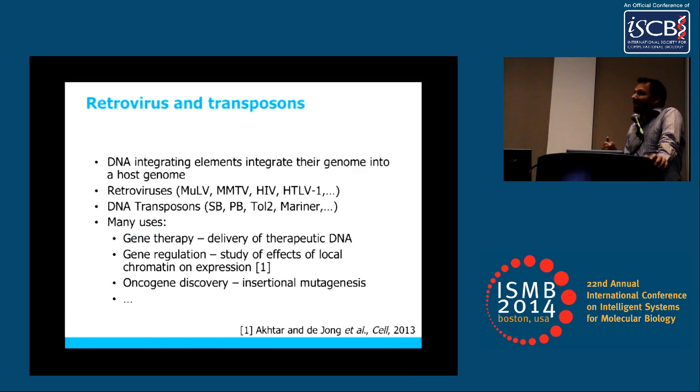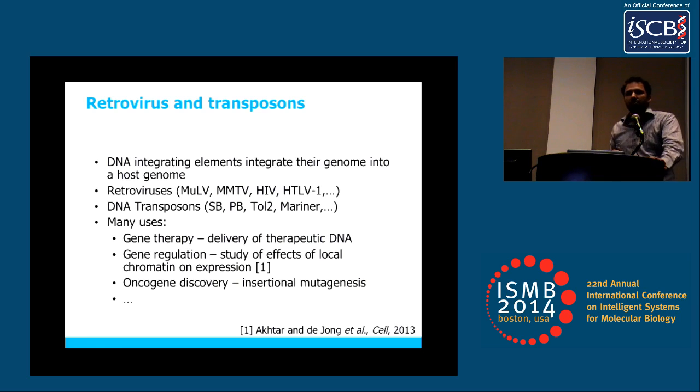We're talking about DNA integrating elements that really integrate their little genomes into the genome of a host cell. So these things, they come in various flavors. You have, for instance, the class of retroviruses. You have the murine leukemia virus, for instance, mouse mammary tumor virus, HIV, that integrate their DNA, their genome into the DNA of a host cell. And we also have DNA transposons, right, that work through a cut and paste mechanism. And there we have the Sleeping Beauty system and the piggyBac system, for instance, that are mostly used.